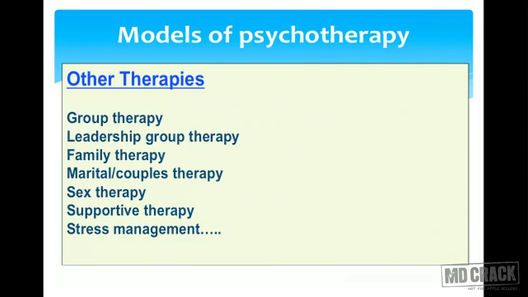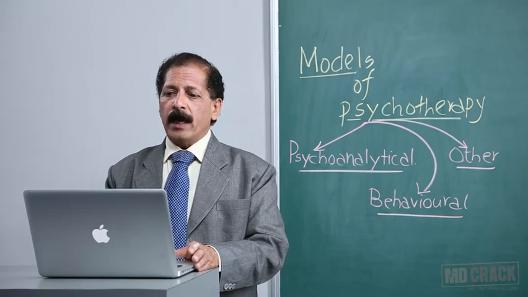Next we go to other therapies. Other therapies are useful in specific situations to solve specific life stress and problems. For example, there's group therapy, there's leadership group therapy. Next one is family therapy, when many family members have to be involved. Marital and couples therapy, that's very important. Next is sex therapy for various sexual disorders as well as various other psychological disorders. Supportive therapy, and as you know, stress management. That's a very important issue. So these are all the other types of therapy.